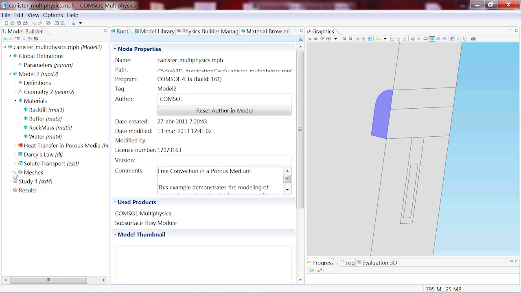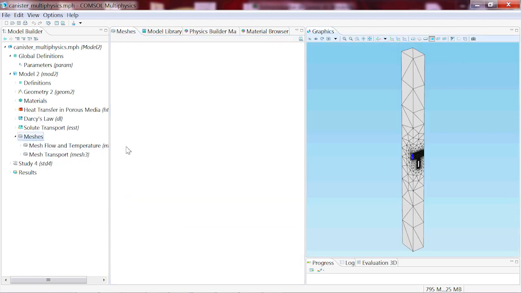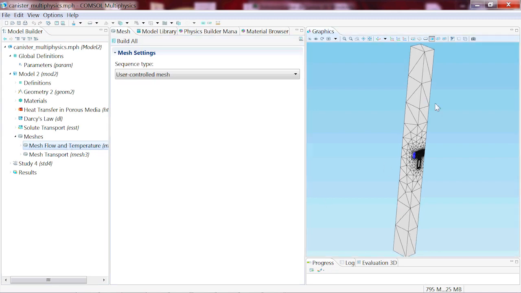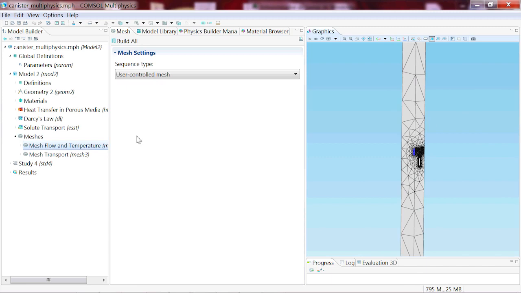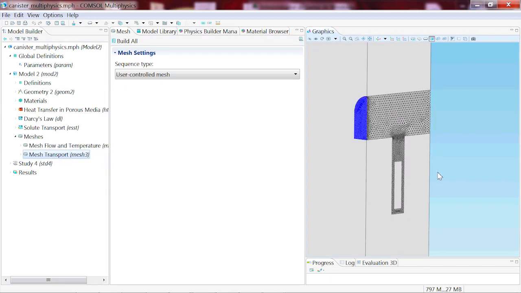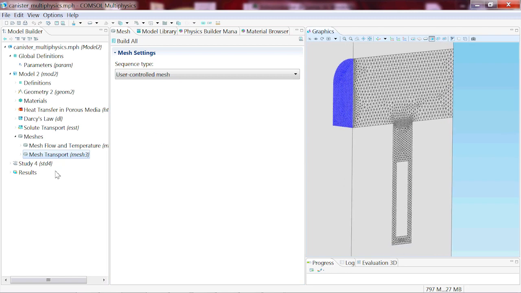Let's take a look at the meshing. We have built two meshes. A coarse one, suited for the thermal and flow problem, and another one for solving the transfer equation. This is more refined. The reason for that is the hyperbolic nature of the transfer equation, which imposes more restriction on the element size.